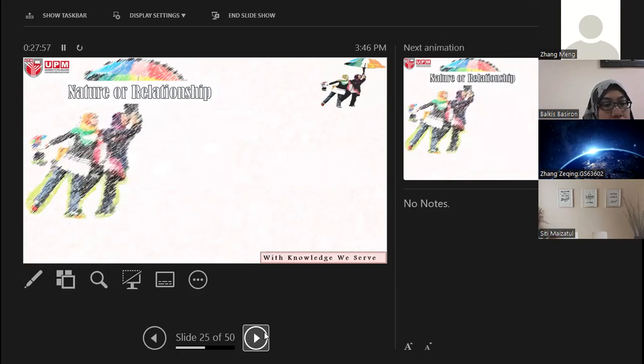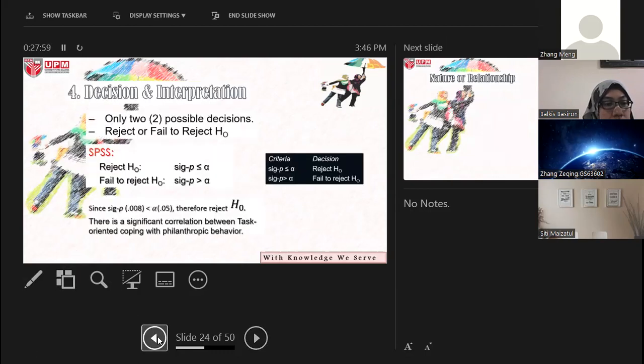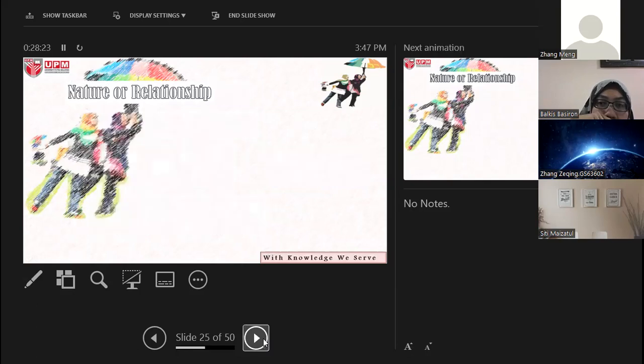Based on our findings earlier, since the significant value 0.008 is lesser than alpha 0.05, we reject the null hypothesis. So we can conclude that there is a significant correlation between task-oriented copying and philanthropic behavior. So this is a brief decision that we made based on our findings.